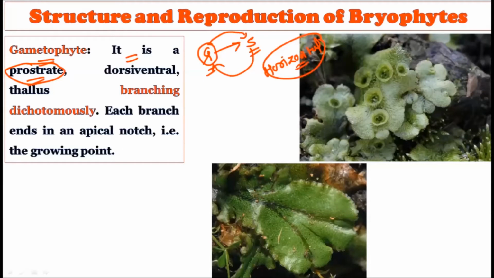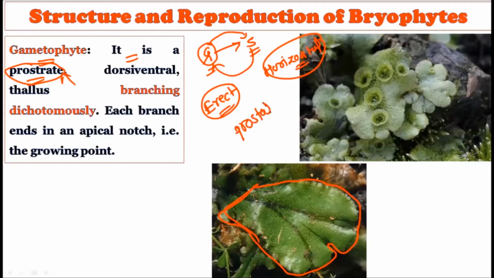Observe in this particular picture, this is the thallus, and you will come to know it is not an erect thallus. It forms a horizontal, creeping habit along the ground. That literally means it is prostrate, that is, it is growing along the ground, not above the ground. If it grows above the ground, we use the term erect. And if it is growing along the ground, horizontally, by attaching itself to the ground, we use the term prostrate. That is why we explain the gametophyte of the Marchantia as the prostrate gametophyte.